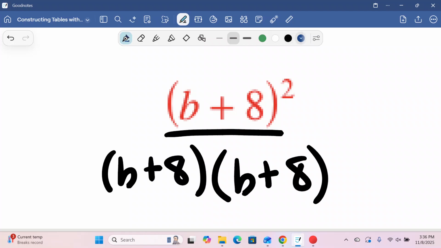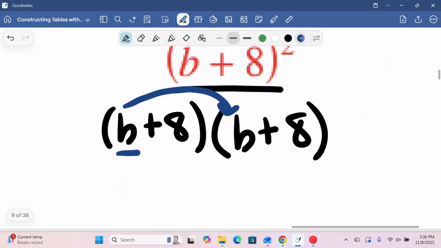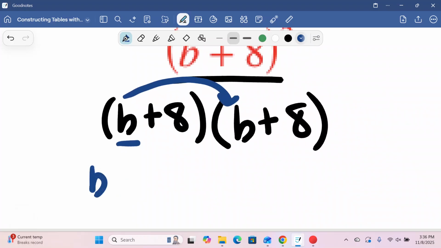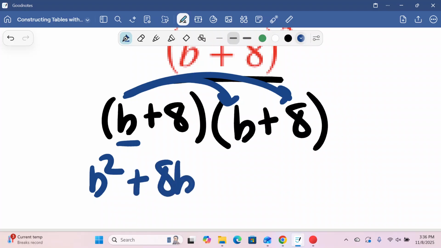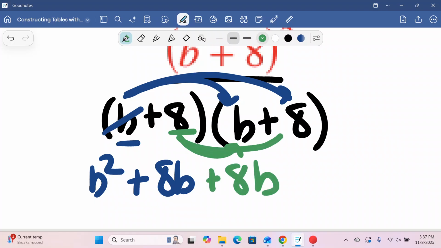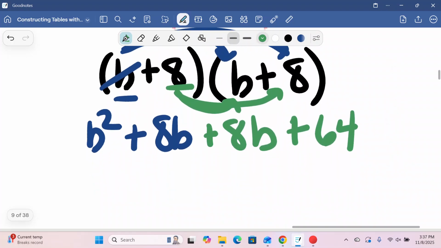So then again, I'm going to do the same thing. I'm going to underline the b, and I'm going to multiply b times b, and it gives me b squared. I'm going to distribute the 8 and the b, so that gives me a positive 8b. And then I'm done with that, so I'm going to scratch it out. I'm going to go on to my next one, and I'm going to do positive 8 times b, and it's positive 8b. And then I'm going to do the last term, and it's positive 8 times positive 8, which gives me a positive 64.